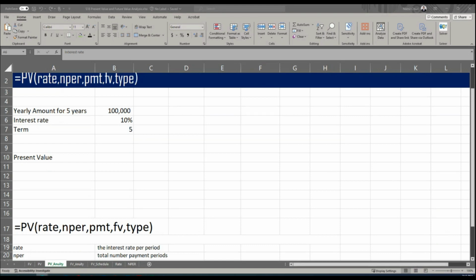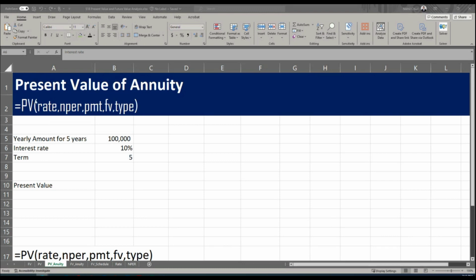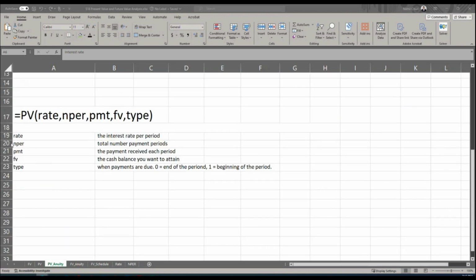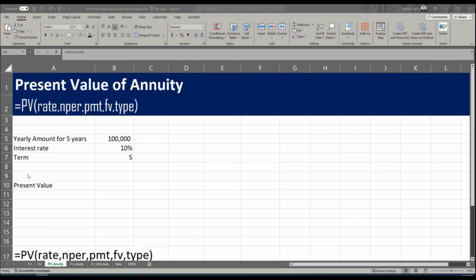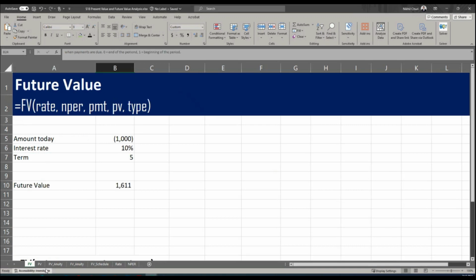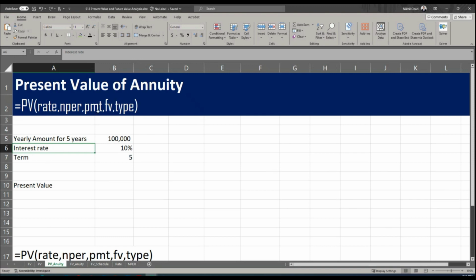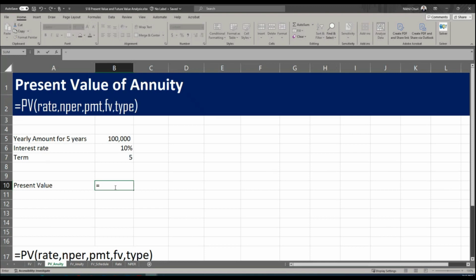So I would say equals PV and open bracket. The first argument is rate, the next one is NPER, the next is PMT payment, and then future value and type. These are the explanations of what each of these terms are. This is exactly the same formula in Excel which we saw while solving for PV. There are some other terms we are going to ignore, and we will use only some of these terms. So let's get started with equals PV, tab.